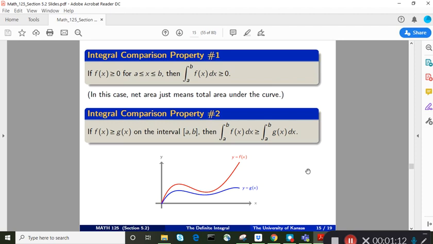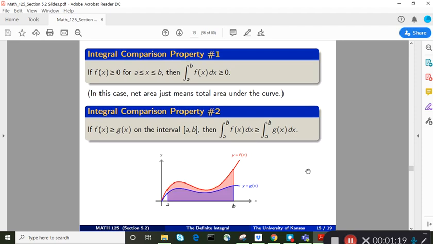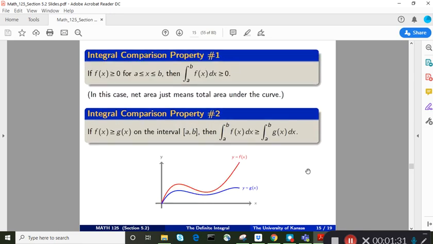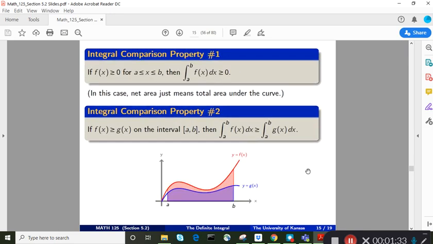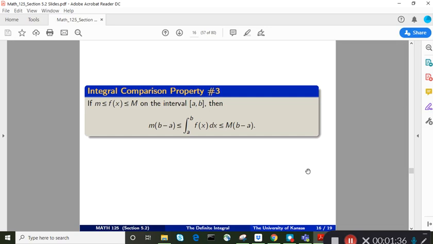And so look at the two functions down there. f is standing above g all the time. Look at the area under f, that pink area. The pink area is bigger than the blue area. So there's a pink area and then the blue area.